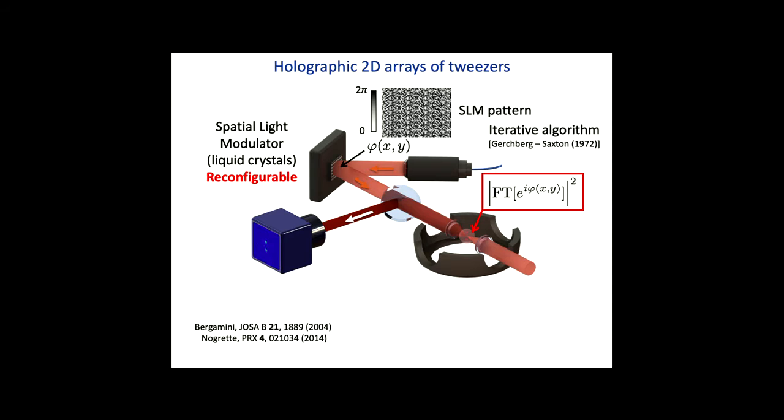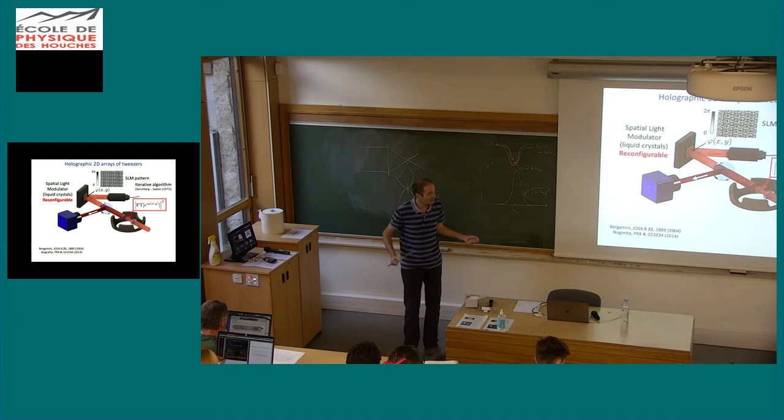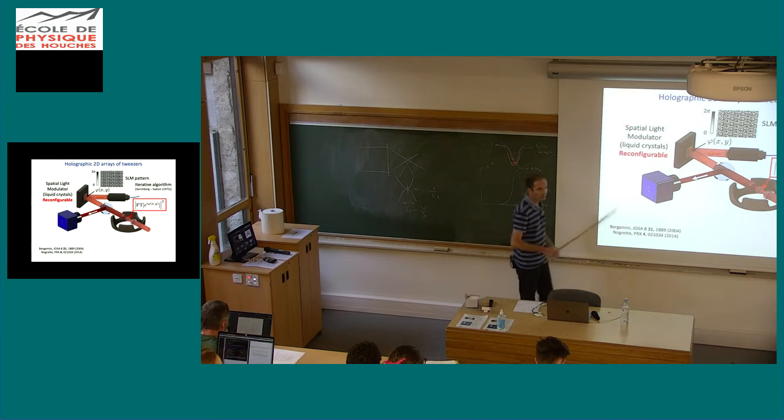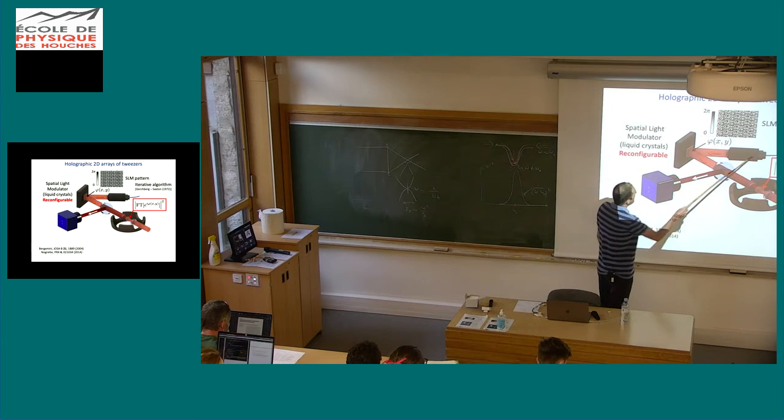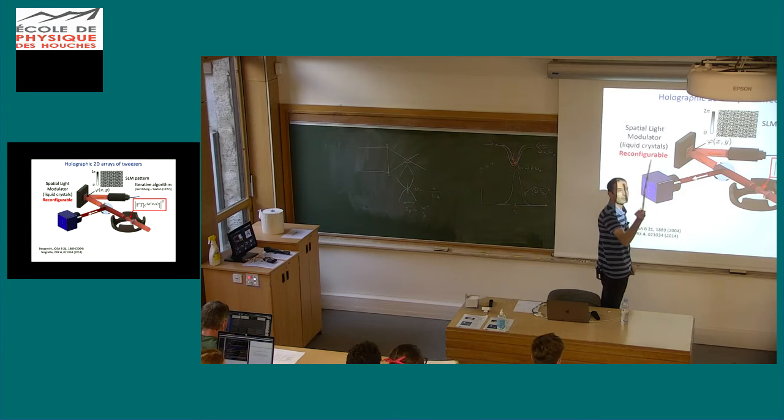So now you want to create a many-body system. So you want to have many of these atoms, obviously. So how do you do that? Well, you use diffraction. Before sending the light onto this large numerical aperture lens which creates a dipole trap, you place a diffraction pattern. It's a spatial light modulator which is based on a liquid crystal, a bit like the kind of thing you've got in these video projectors.